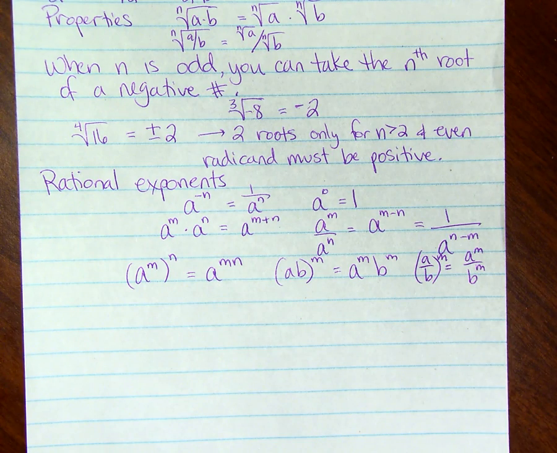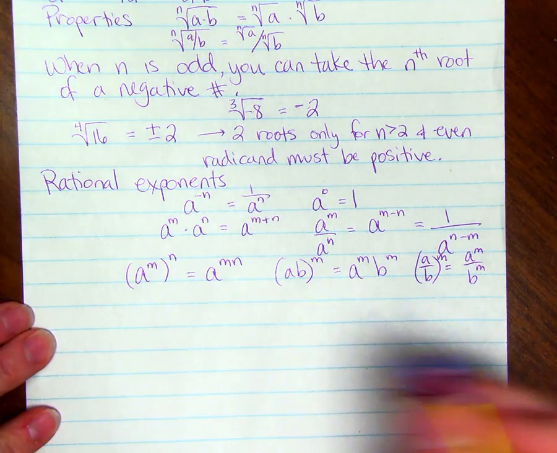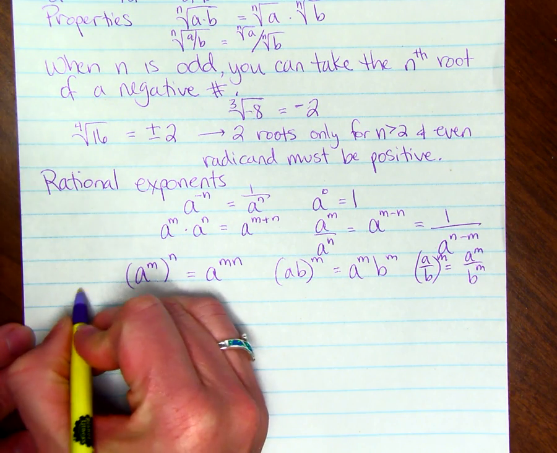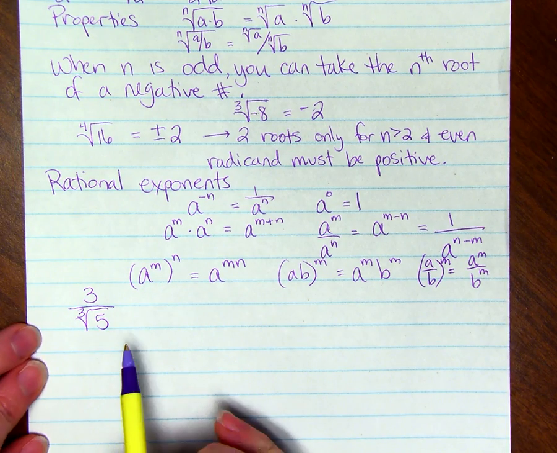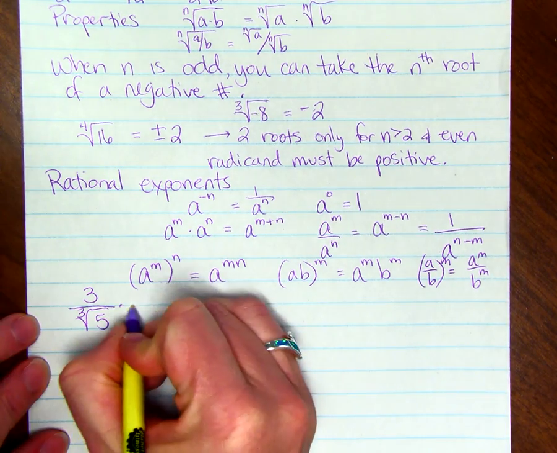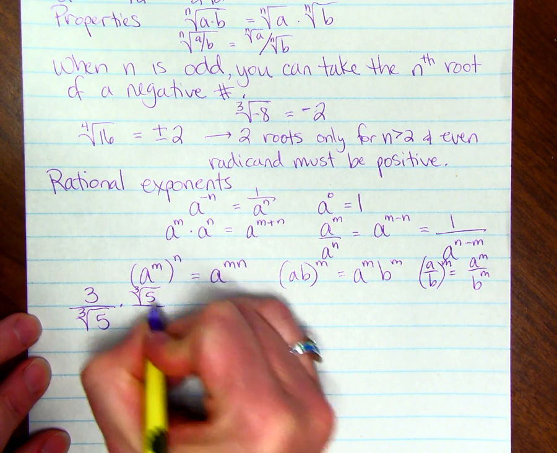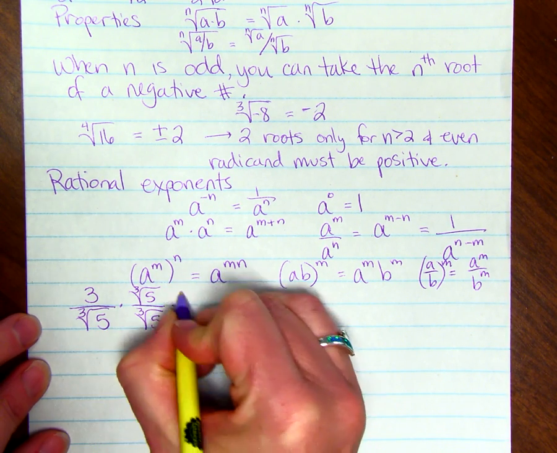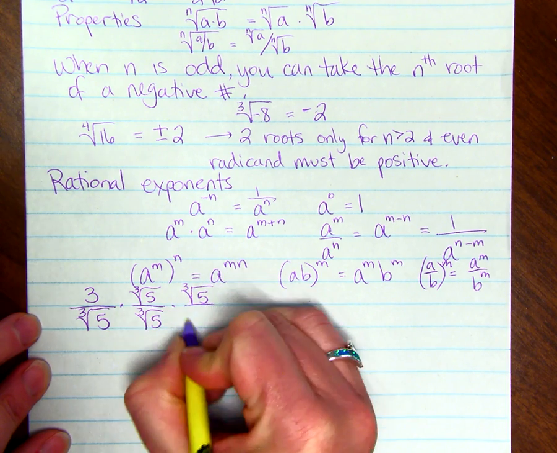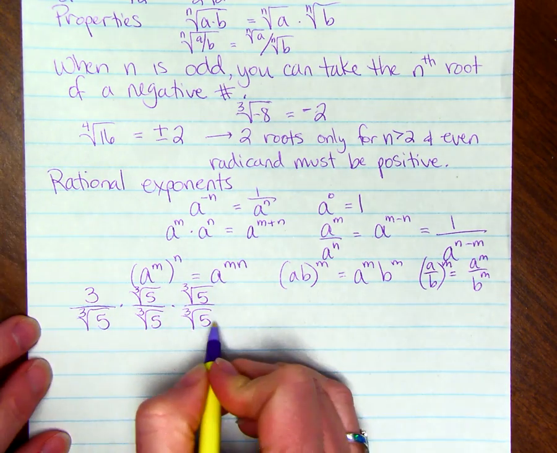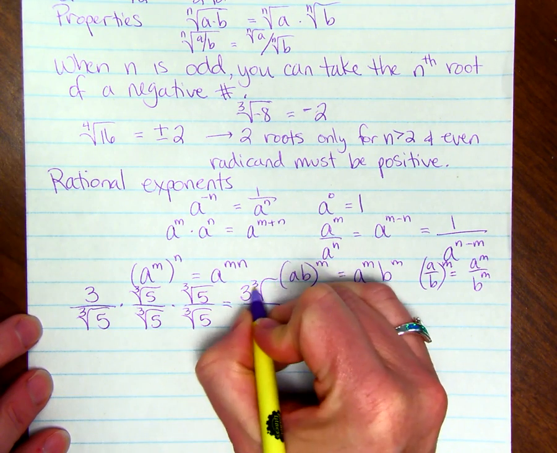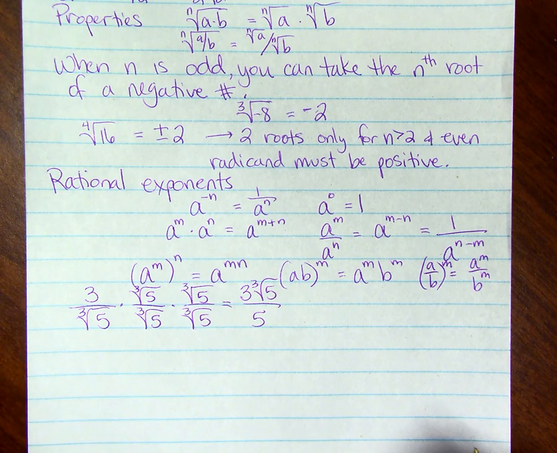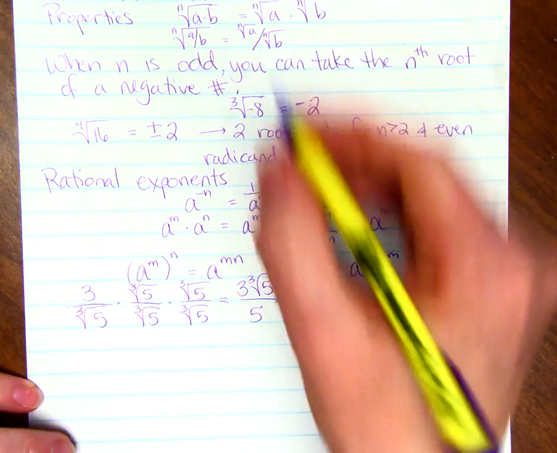Also, we must rationalize denominators if they are irrational. So here's an example, 3 over the cube root of 5. Because it's a cube root, we need to multiply by the cube root of 5 two more times. That way we have 3 of them, and the denominator will just be 5, and the numerator would be 3 times the cube root of 5 squared, or 25.